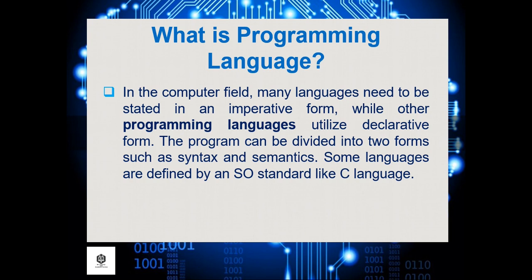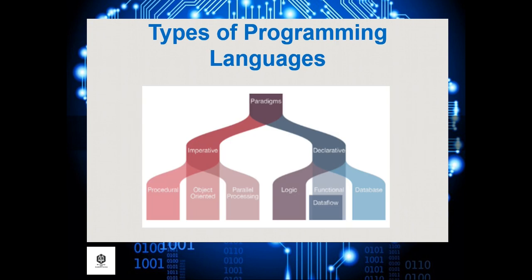In the computer field, many languages need to be stated in an imperative form, while other programming languages utilize declarative form. The program can be divided into two forms, such as syntax and semantics. Some languages are defined by an ISO standard, like the C language. So there are several types of programming languages.